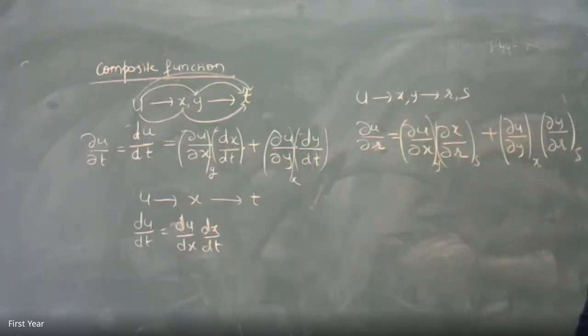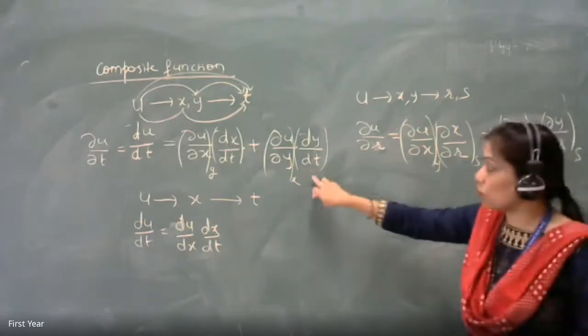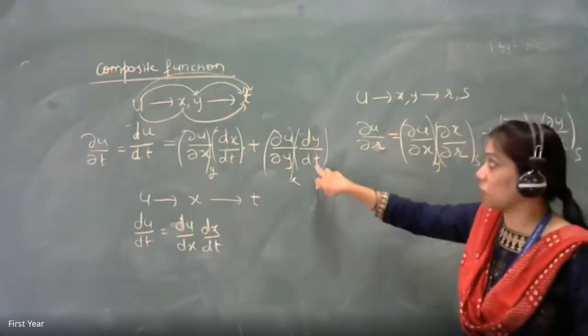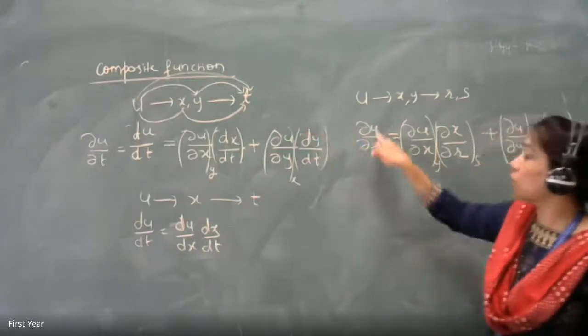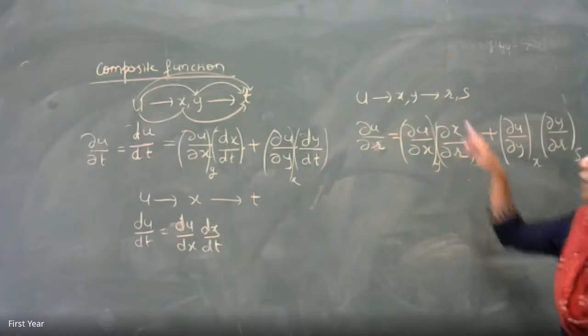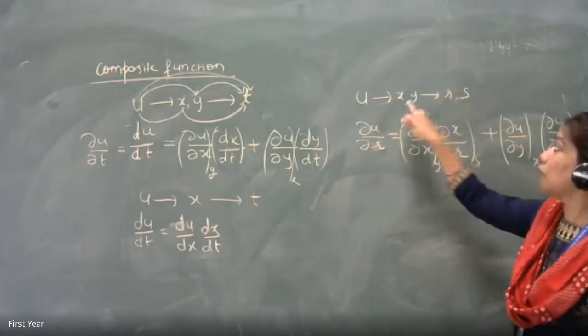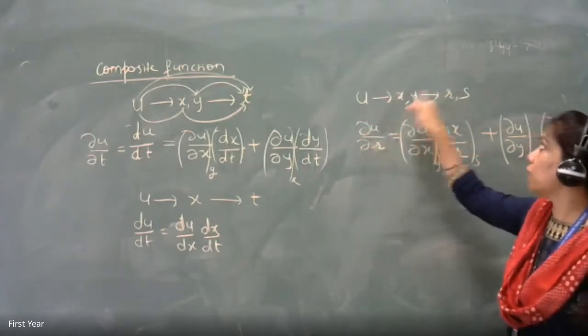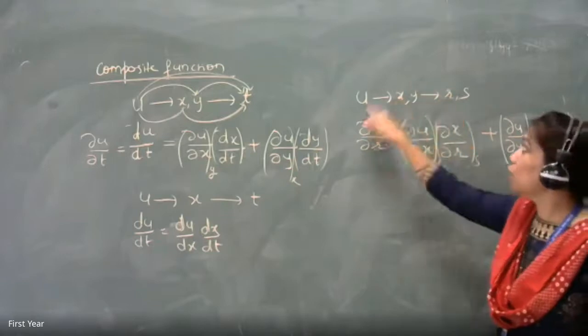Okay? Clear? So what will this question be? This will be asking: what is the derivative of u with respect to t? What is the derivative of u with respect to r? These formulas will be asked. So you should know that if I want to reach from u to r, there are two ways to do it. From u to x, x to r, or u to y, y to r.